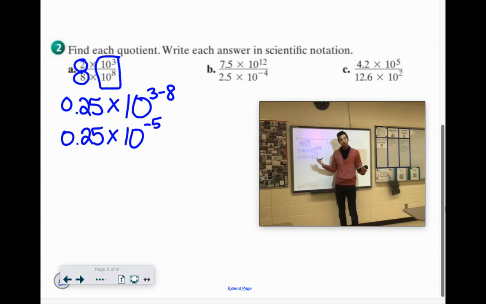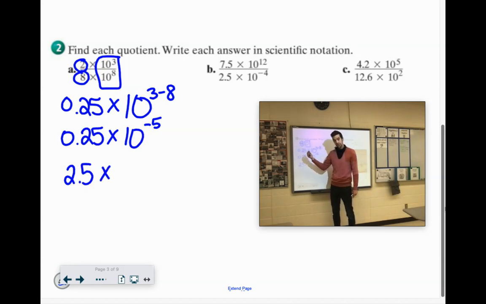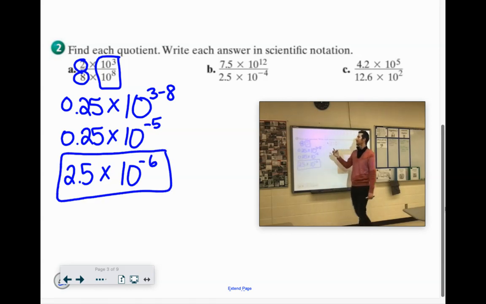And then make sure it's in proper scientific notation. 0.25 is not going to work. So we have to make that larger, make it 2.5. And remember, if you make one of those things larger, then the other thing has to go smaller. So I'm going to make my exponent smaller than negative 5, meaning negative 6. This is the same answer you would get if you wrote them out in standard form, divided it, and then adjusted into scientific notation.